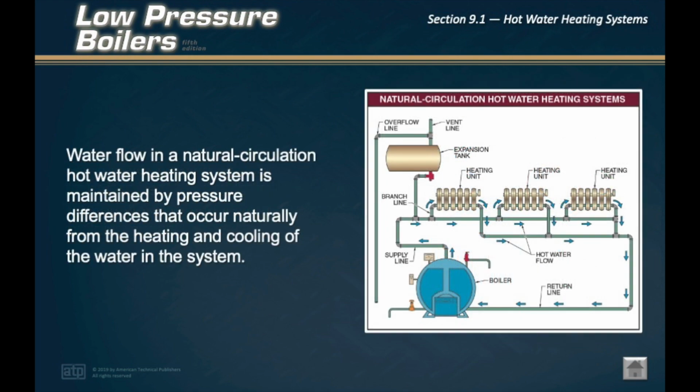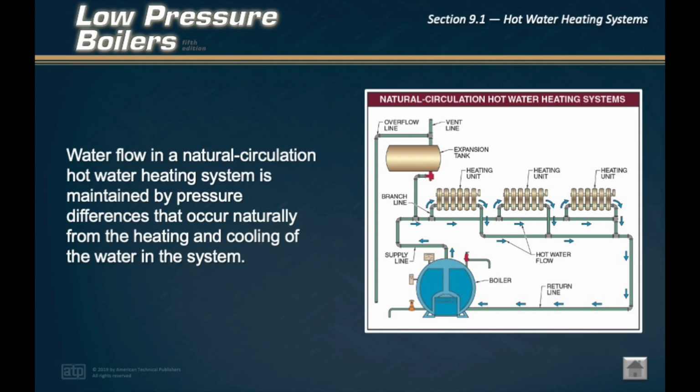A natural circulation hot water heating system, or gravity feed system, is an older type of open, unpressurized heating system that circulates hot water using the difference in water density, weight per unit volume, between hot water supplied to heating units and cool water returned to the boiler.